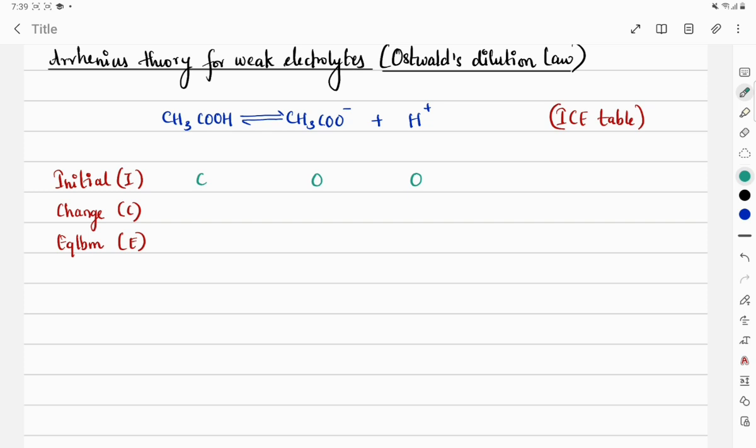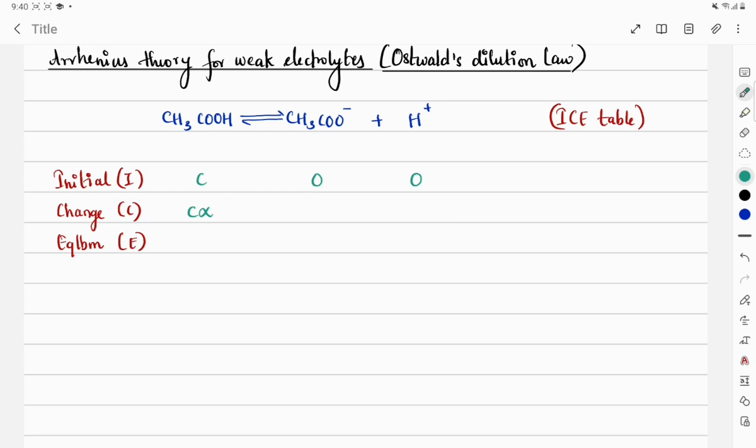And after dissociation, there will be a small decrease in the concentration of acetic acid and an increase for both ions. And that change will be how much of the original concentration is dissociated. Suppose I give the name alpha to the degree of dissociation. So C times the degree of dissociation, that will be C alpha, is the change, which means your acetic acid will have a decrease by C alpha concentration.